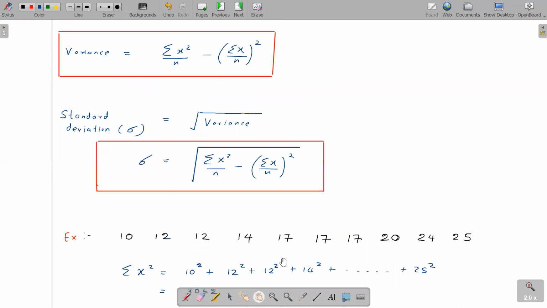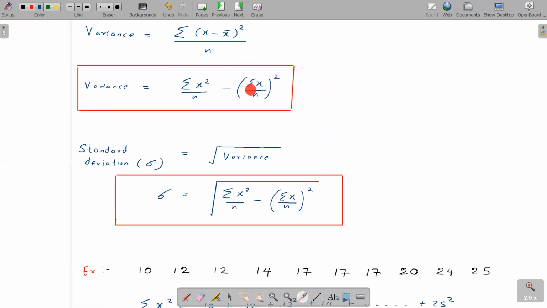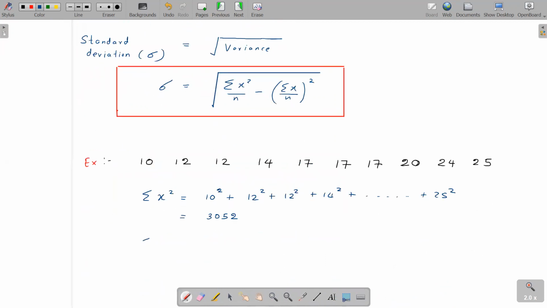So you type this in the calculator, and the next value is sigma x over n whole thing square. But before we go for that, we need to find sigma x. Sigma x is simply adding all the x values: 10 plus 12 plus 12 plus 14, and you keep on adding each and every individual x value until 25. That is called sigma x. When you add everything over here, it becomes 168.